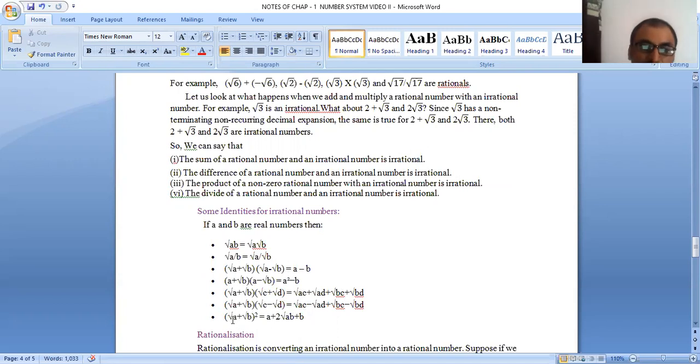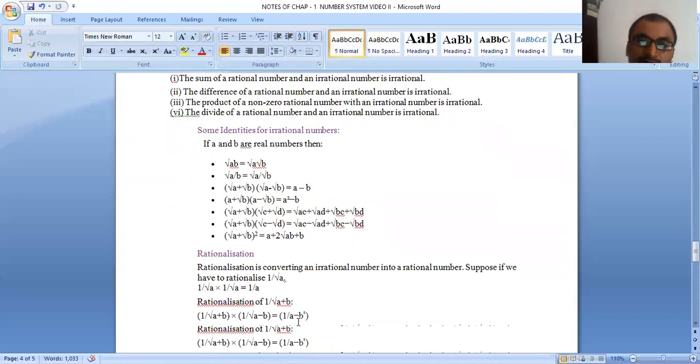Now (root a plus root b) whole square. So we can say the whole square of root a plus root b, from the whole square of a plus b, is a square plus 2ab plus b square. So we can write a, the whole square of root a is a; 2 into root a into root b, that is 2 root ab; plus b, the square of root b is b. So we can write a plus 2 root ab plus b.